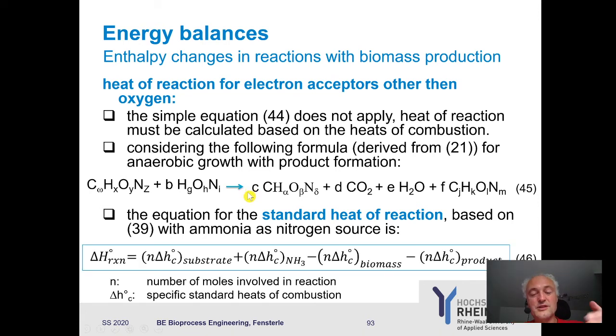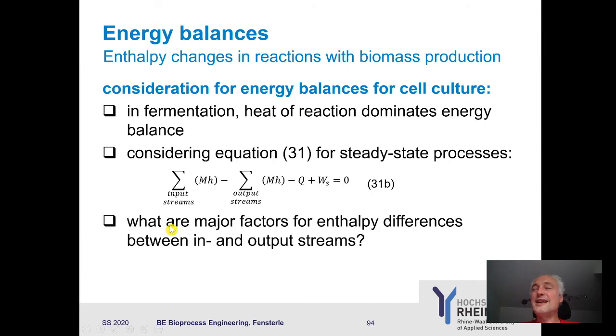Then we just put that in this formula. So we have the substrate here plus the ammonia minus biomass minus product. So these are the standard heats of combustion, and then we have at the end the standard heat of reaction. So we put it in this formula 39. Again, I recommend you always have the formulary next to you in order to look it up.